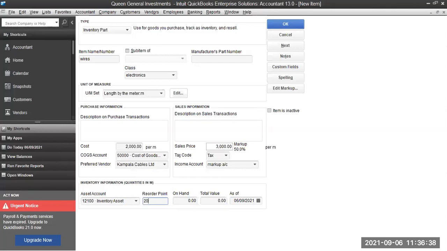And on hand we had 230 meters. Then the total value also comes in automatically according to what you have on hand and the cost price. That's what brings up the total value. And we are capturing this on the 1st of September 2021 because we are capturing opening balances. Hope we are fine.